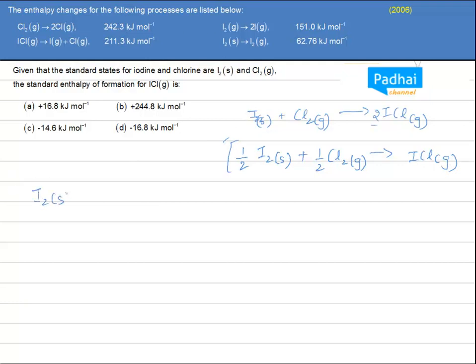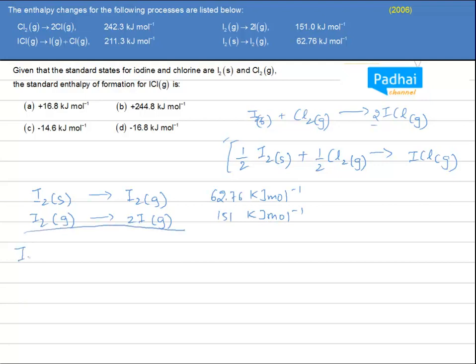So I2 solid is giving I2 gas. For this, delta H is 62.76 kilojoule per mole, right? And I2 gas is giving twice of I gas. For this, we know it is 151 kilojoule per mole, right? So what I'll do is add these two equations. I2 gas will cancel out. So that means I2 solid giving twice of I gas, right?